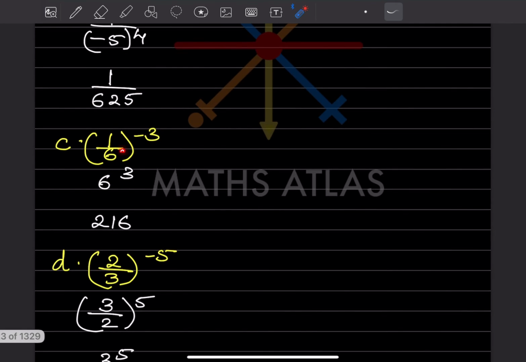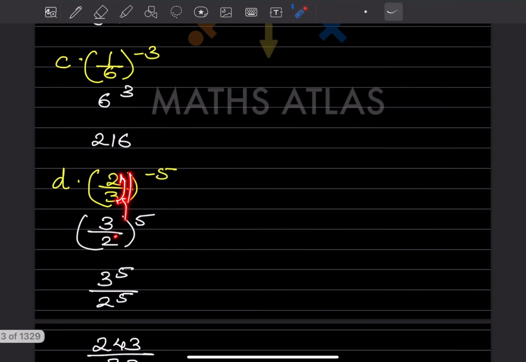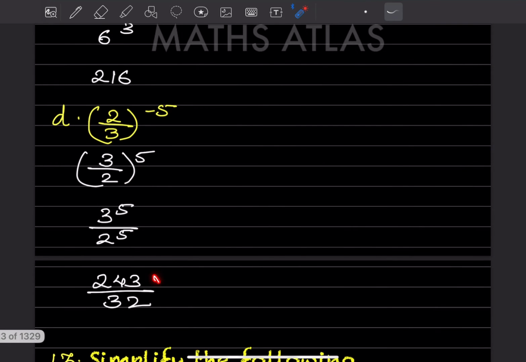Again, for this one, we can write 1 by 6 as 6 by 1. So 6 raised to 3 to make it positive. So 6 into 6 into 6, that will be 216. Same here, that will be 3 by 2 raised to 5. So 3 raised to 5 and 2 raised to 5. So that will be 243 by 32.